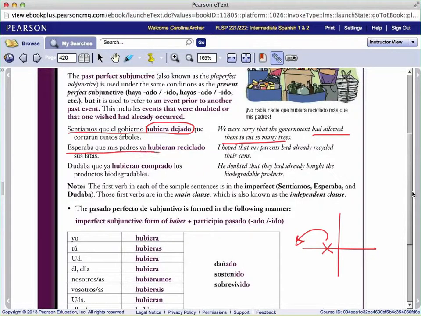Esperaba que mis padres ya hubieran reciclado sus latas. So you were hoping in the past that your parents had recycled their cans. Okay? Y the example that we saw, dudaba que ya hubieran comprado los productos biodegradables. ¿Sí? That is why it's called past perfect subjunctive. Muy bien.